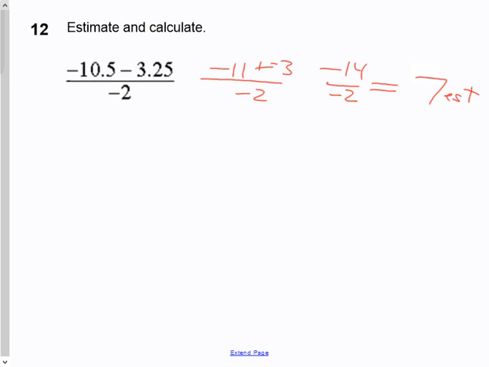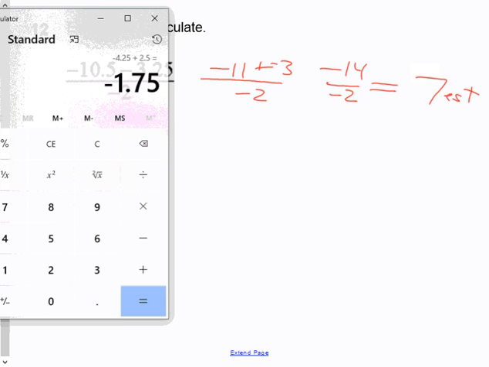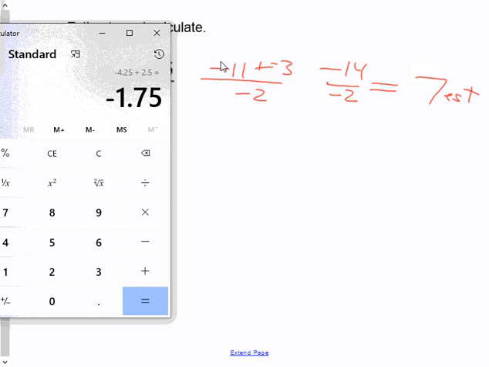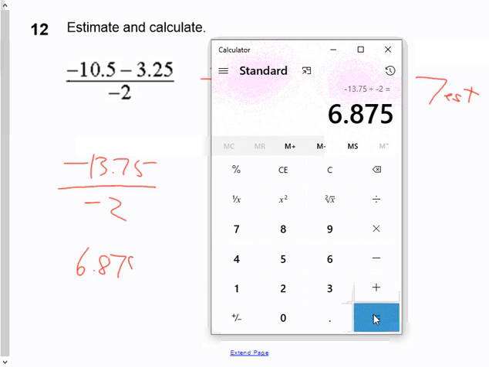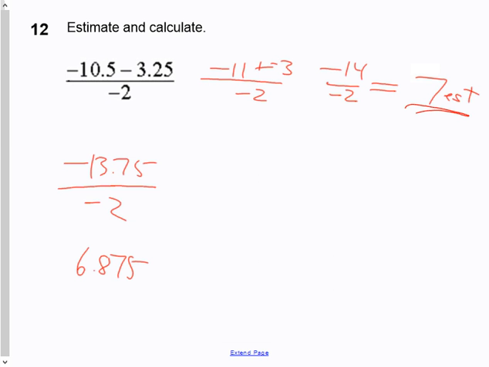Now that I do my calculation, I'm going to grab my calculator, because I'm not very good at the old mental math game. Well, I am, but generally speaking. 10.5, if you stink at integers, make sure you put your negative. Take away 3.25 equals negative 13.75 divided by negative 2 is the step you have to show. Take that, divide it by negative 2, and you get positive 6.875. Our estimation was 7ish. Our calculation was 6.875. So we were pretty good with our estimation.